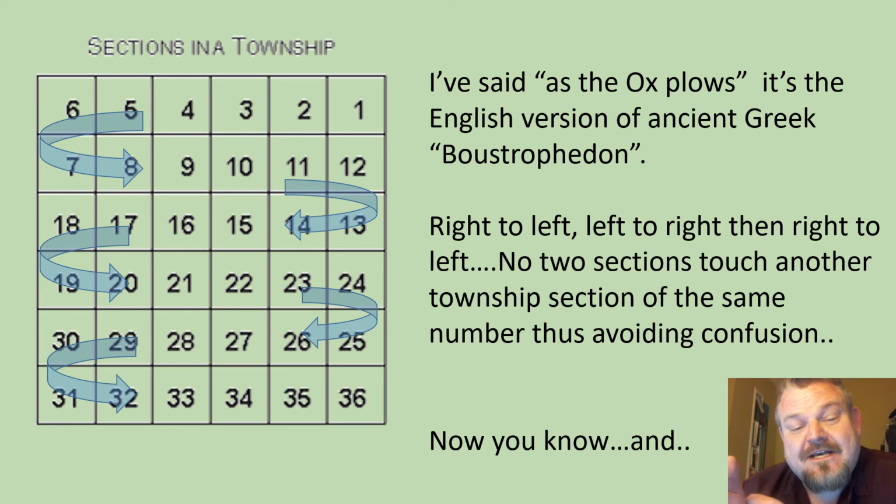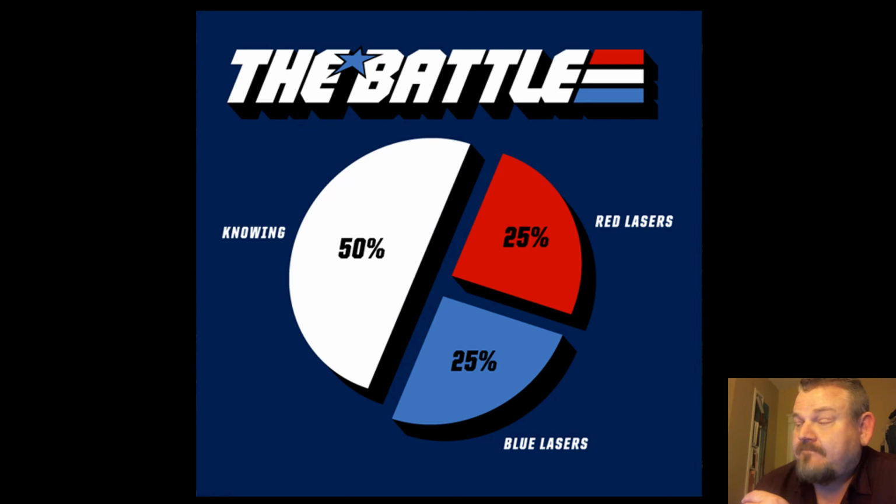That way no two sections ever touch each other with the same number. 6 touches 1, 13 touches 18, never 1 to 1, 6 to 6. It prevents a lot of confusion. And that's one of the little genius parts about the PLSS system. So, like I said, between you and me, because now you know. And knowing really is half the battle.